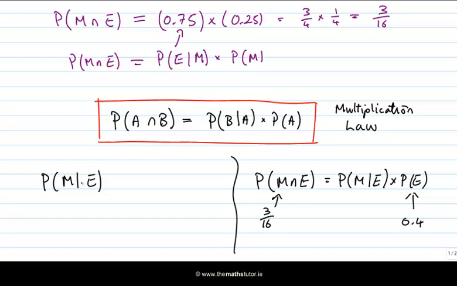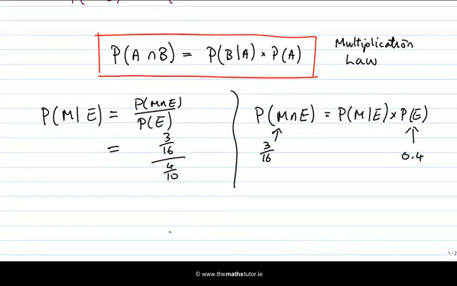So the probability of M given E: if we divide across by the probability of E, we get the probability of M intersection E divided by the probability of E. And now we know both of those things in that ratio. We know that this one is 3 over 16, and this P of E here is 0.4, which is 4 over 10. And what is that? That's 30 over 64, just simplifying the fraction there.